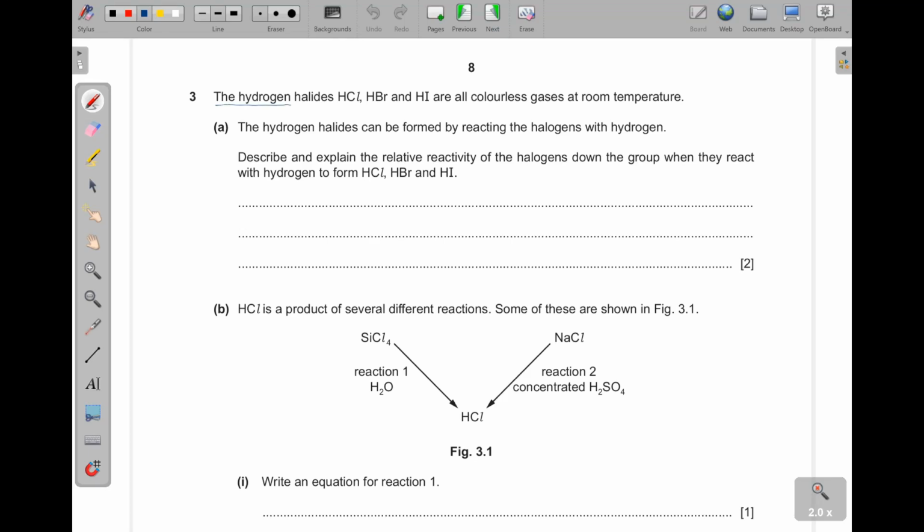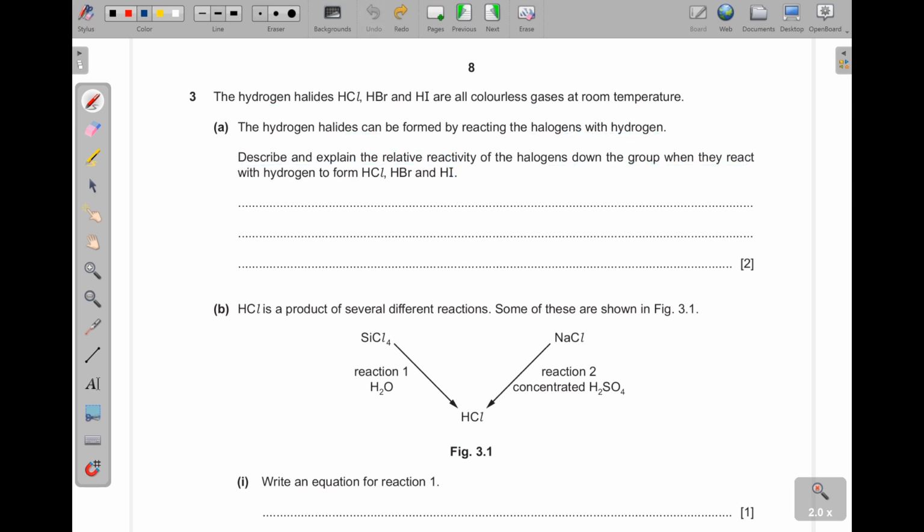Question 3. The hydrogen halides, hydrogen chloride, hydrogen bromide, and hydrogen iodide are all colorless gases at room temperature. Part A. The hydrogen halides can be formed by reacting halogens with hydrogen. Describe and explain the relative reactivity of halogens down the group when they react with hydrogen to form hydrogen chloride, hydrogen bromide, and hydrogen iodide.